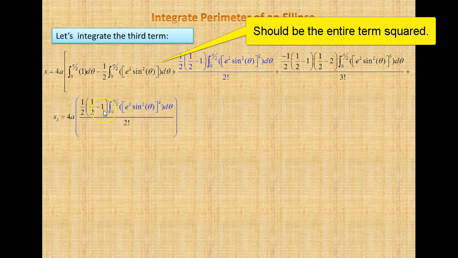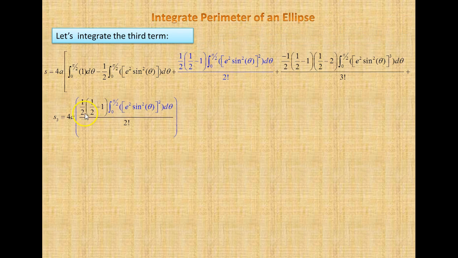So 1/2 minus 1 is minus 1/2, times 1/2 is 1/4. And 2 factorial is 2 times 1, so we bring that out, 2. So that makes it minus e to the 4th divided by 8, okay? And the integral from 0 to pi over 2 of sine squared theta, because we took e squared and squared it, so that makes it e to the 4th. And then we can bring it outside the integral. Okay? And we square the sine squared theta, but we're not going to square it yet. We're going to leave it there like that.